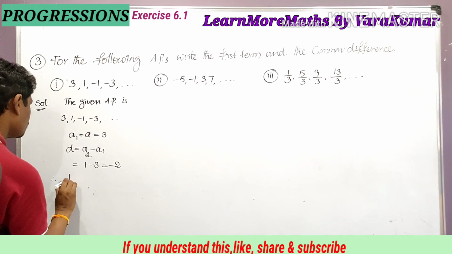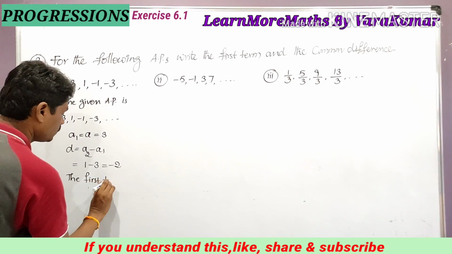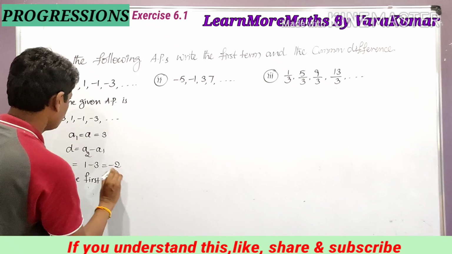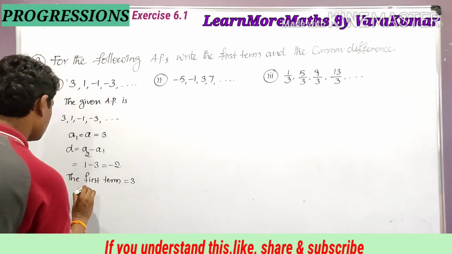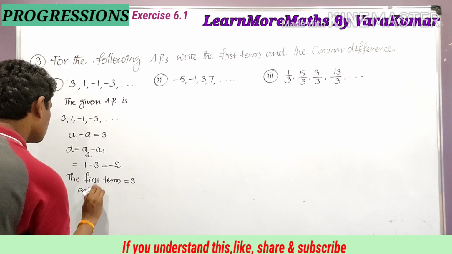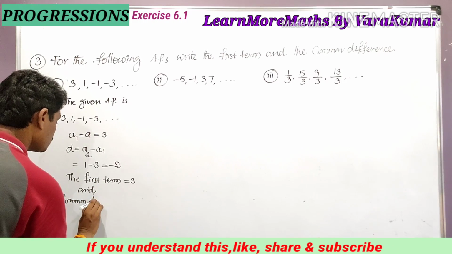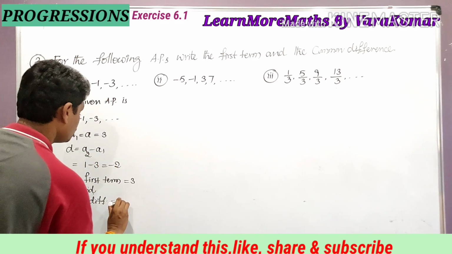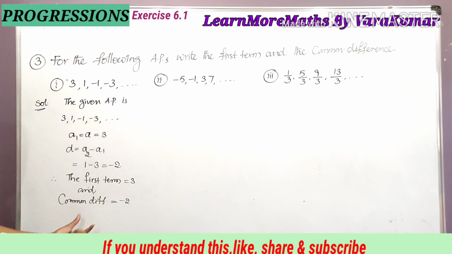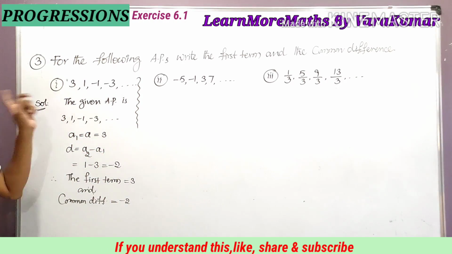Therefore the first term is equal to 3 and the common difference is equal to, how much, student? Common difference is minus 2. Simple, student, very important and very easy. So this is the first bit.